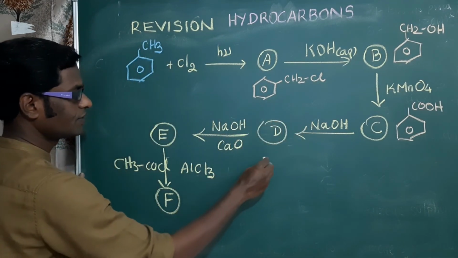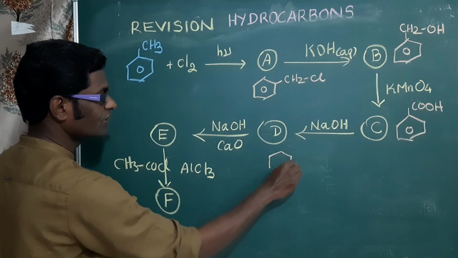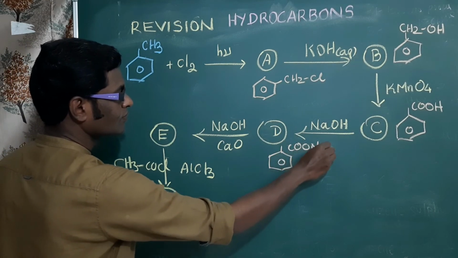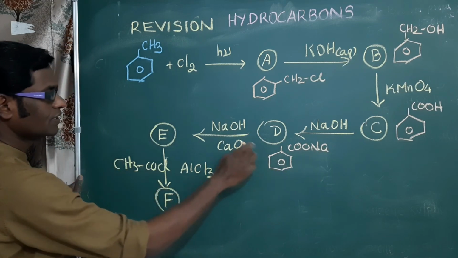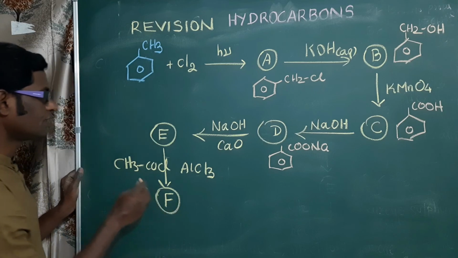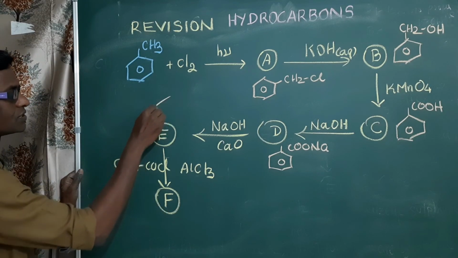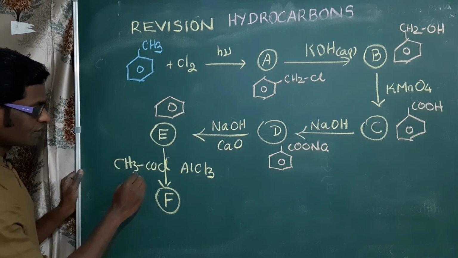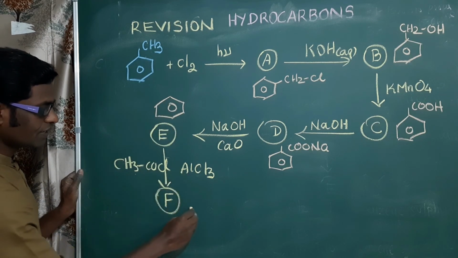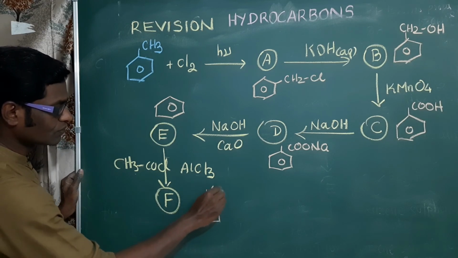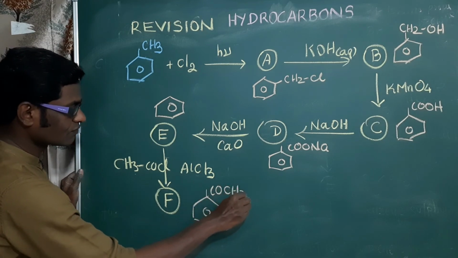Benzoic acid treated with sodium hydroxide, we will get sodium benzoate. The sodium benzoate treated with mixture of sodium hydroxide and calcium oxide, occurring decarboxylation, we will get benzene. Benzene treated with acetyl chloride and anhydrous aluminum chloride, we will get acetophenone. This reaction is called Friedel-Crafts acylation.